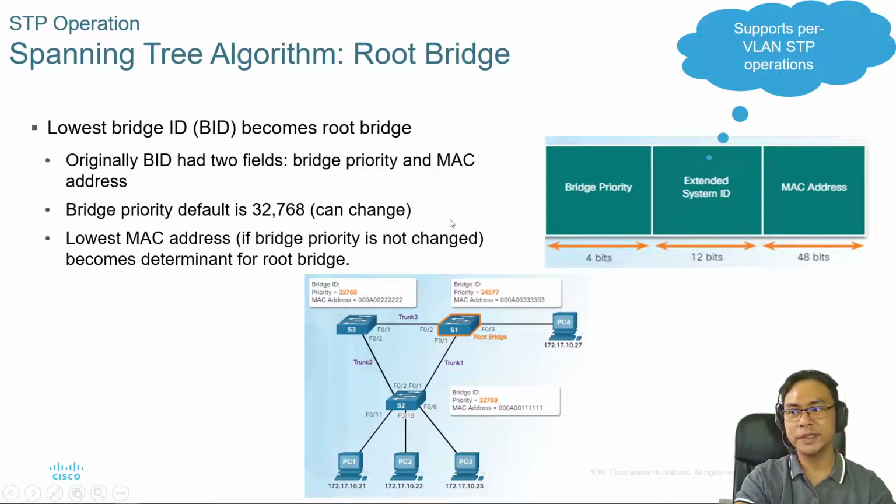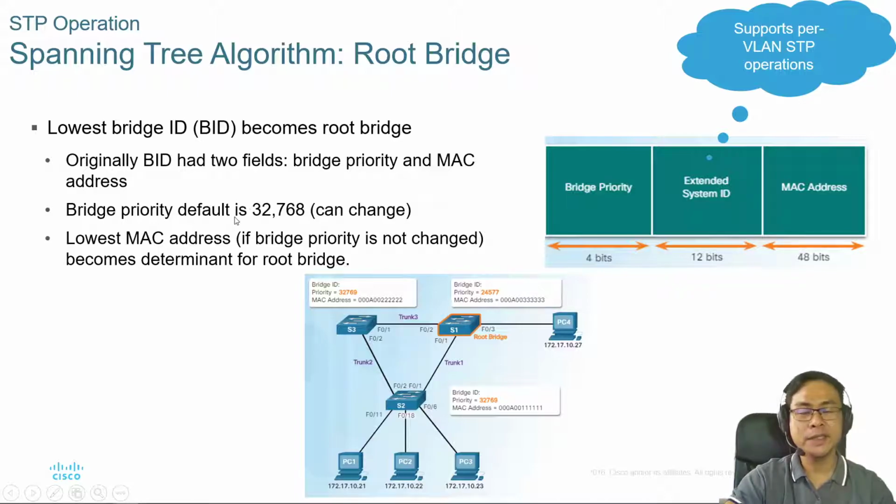So priority first. If it's not changed, this can change, it says here, meaning you can configure this. So that's what I was saying earlier. That's the only thing you configure. So you can configure this if you want S3 to become the root ID, root bridge, because you know the network, you know that this is the most strategic area to become the root bridge, then modify the priority. Then later on, it will win automatically as the root bridge.